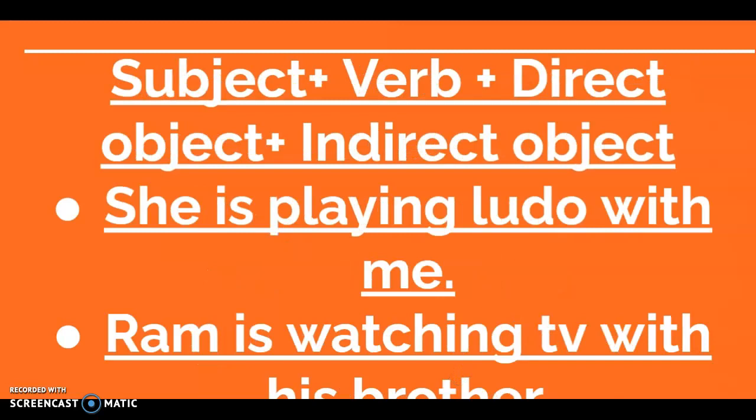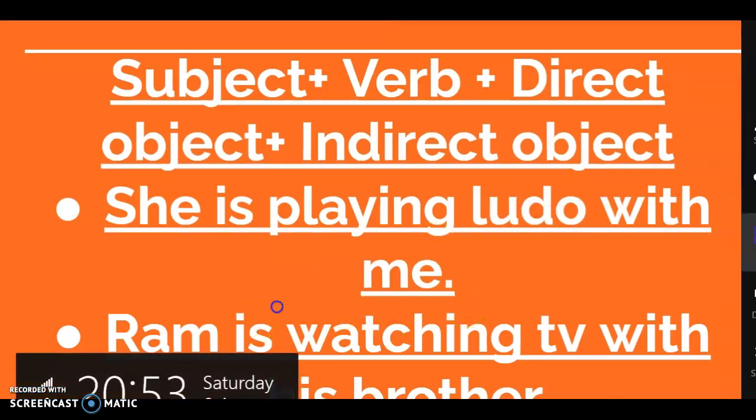Next, we'll understand the subject plus verb plus direct object plus indirect object. So now direct object, meaning the non-living thing, will come at the front, and then the indirect object, that means the living being, will come at the end. So she is playing Ludo with me. So here she is the subject, is playing is the verb, Ludo is a thing, direct object, and with me is a person, so indirect object.